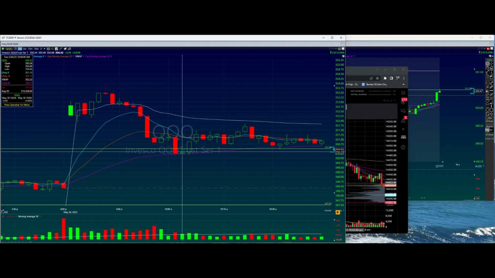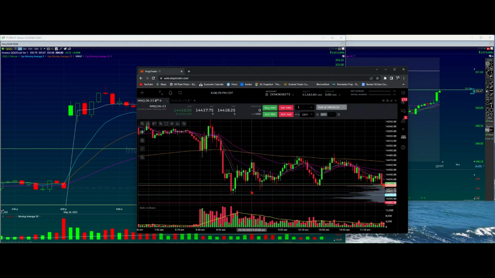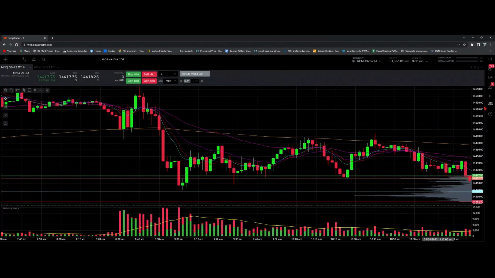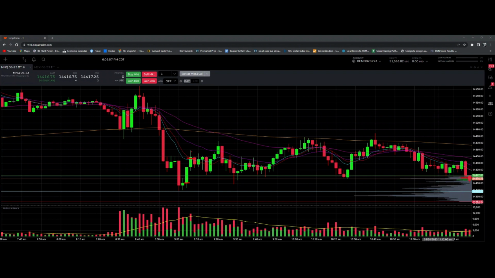As it broke the top of this body right here, when it came down and pushed back up, this is where I got long on Qs. So I went long right here. And I exited right here, when it came up and started to knife back down towards this red VWAP.